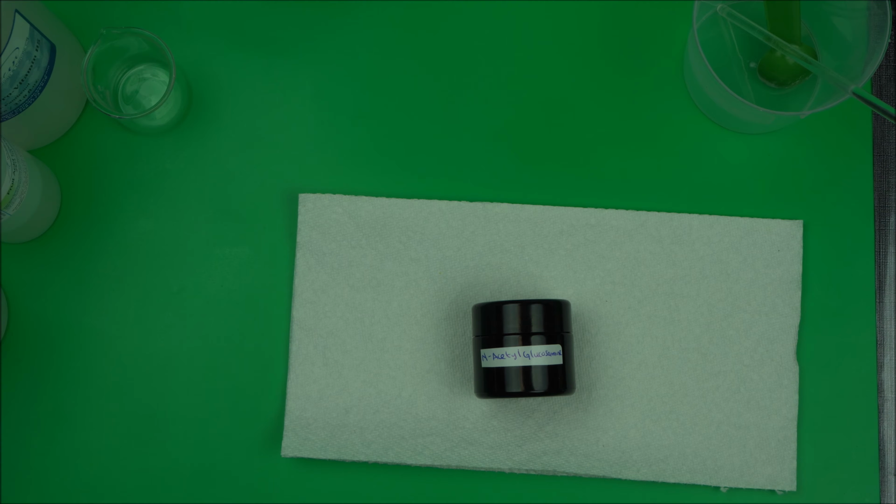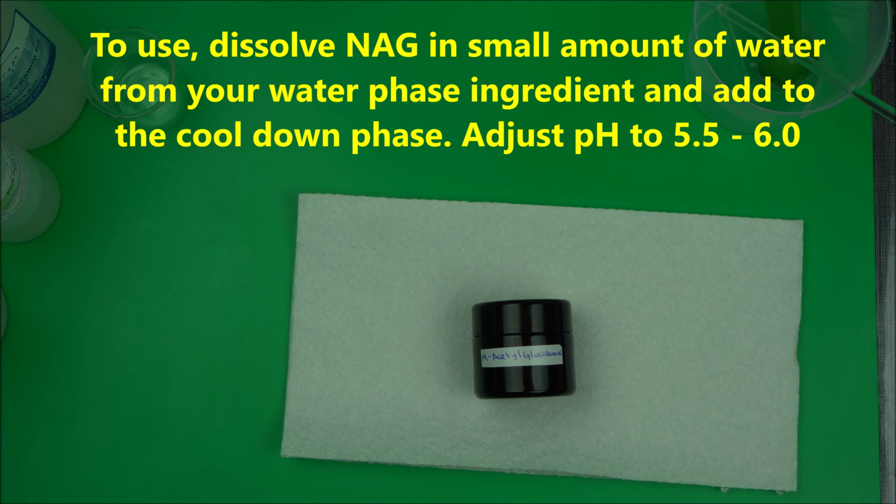How do you use this in your formulation? Basically, it's best used from 1% to 4%. Even some people use it all the way to around 8 to 10%. So basically what you do is dissolve it in a little bit of water, then you add it to the cool down phase of your formulation.